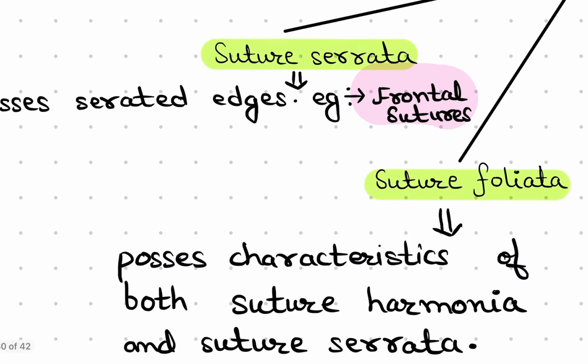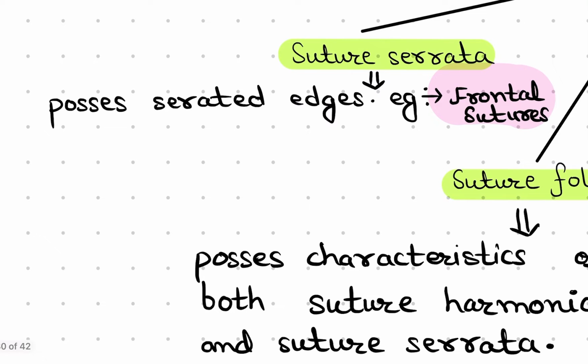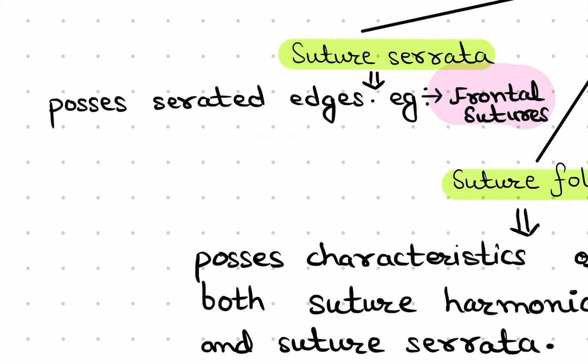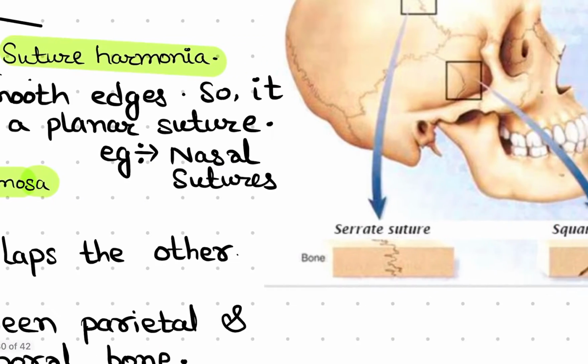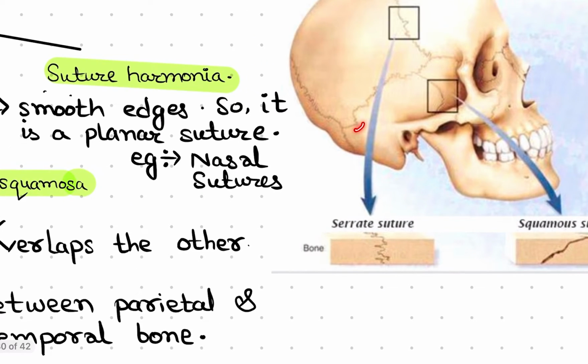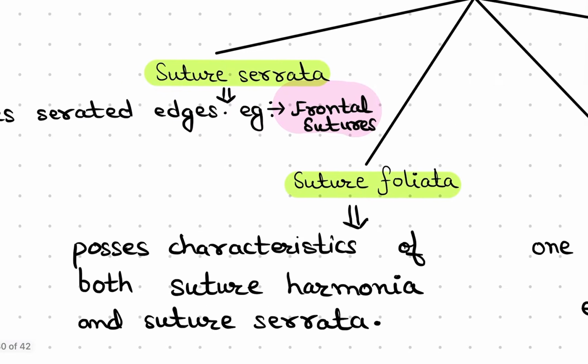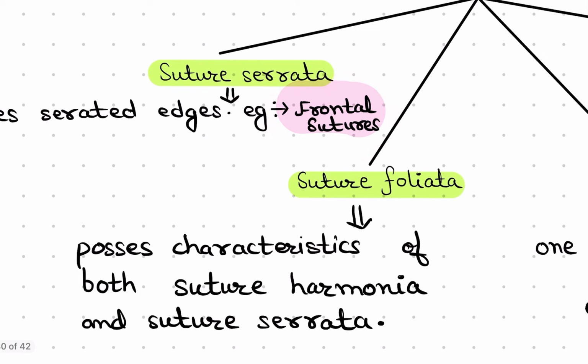Now let us see what is this suture serrata. So suture serrata possess serrated edges. What suture serrata possess? Serrated edges. Like you can see here, we have these serrated edges, this kind of a thing. So this is suture serrata. It is generally found in frontal suture. The frontal suture is serrated suture.